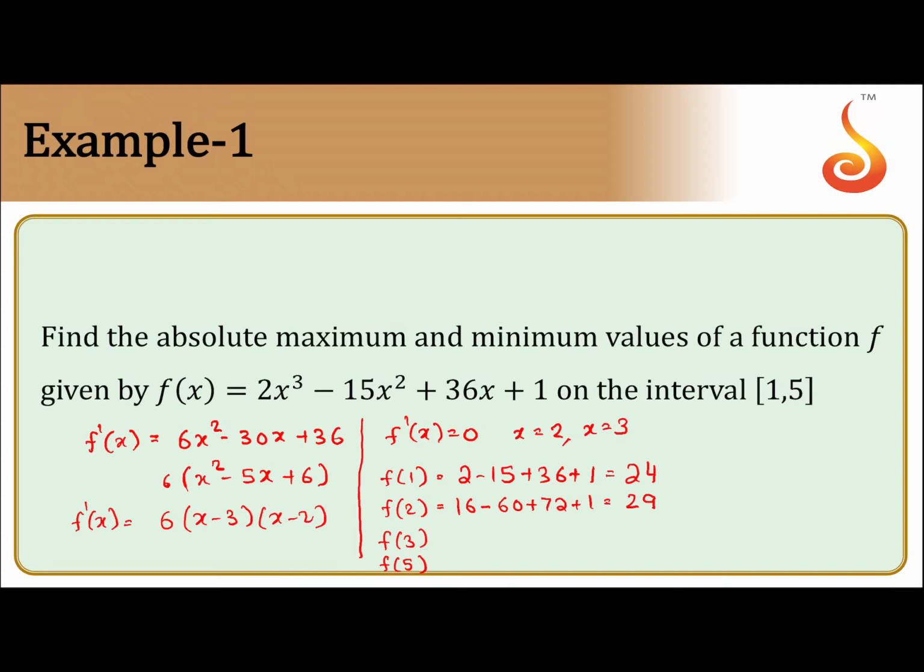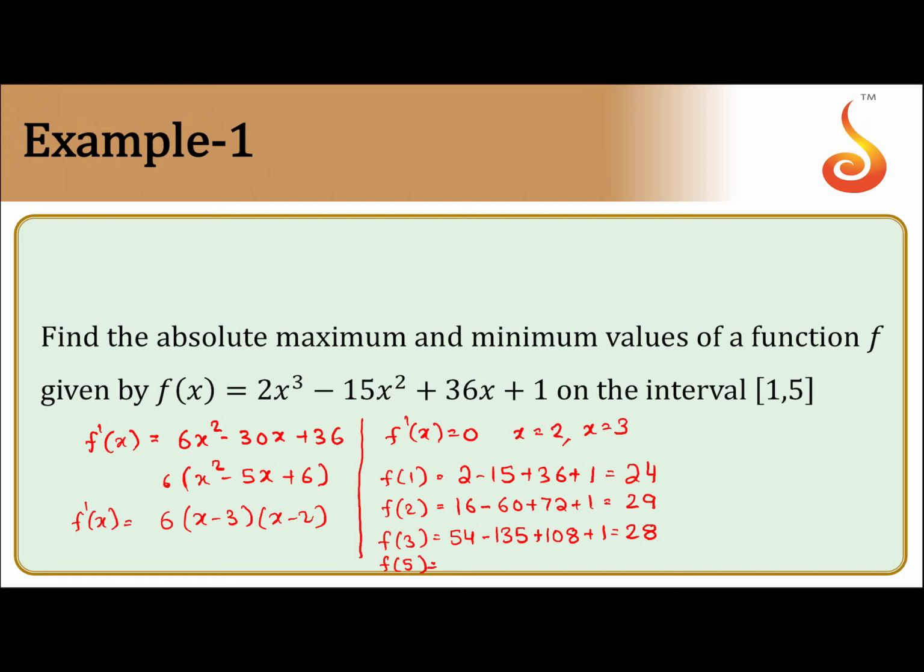f(3): 3 cubed is 27, 27 times 2 is 54, minus 9 times 15 gives you minus 135, plus 36 times 3 gives you 108, plus 1. So this will give you 54 - 135 + 108 + 1, equal to 28. Very close to it.